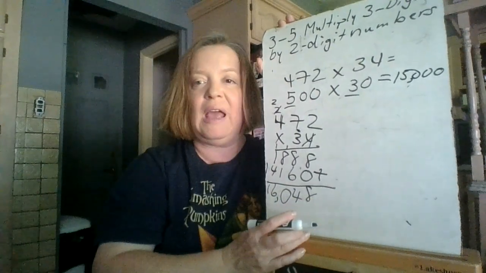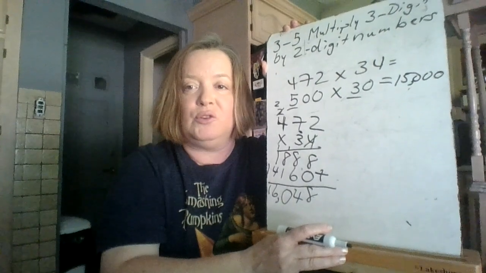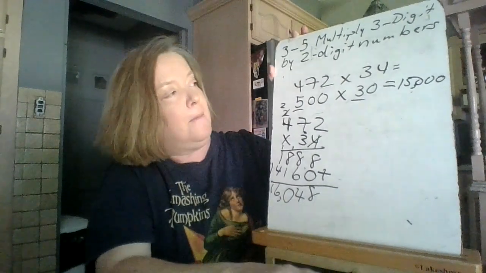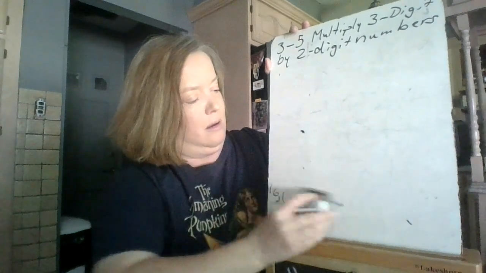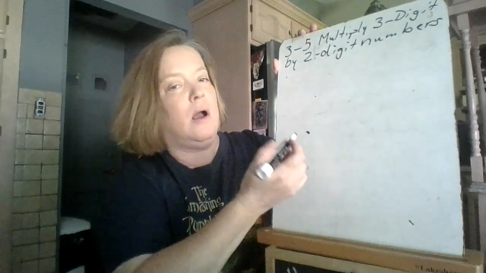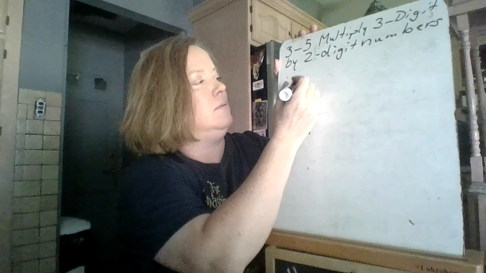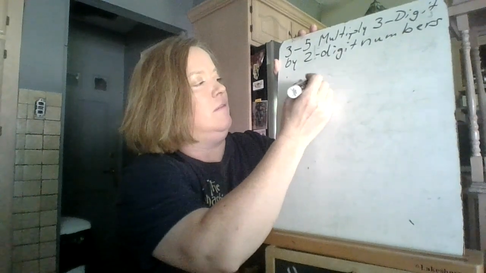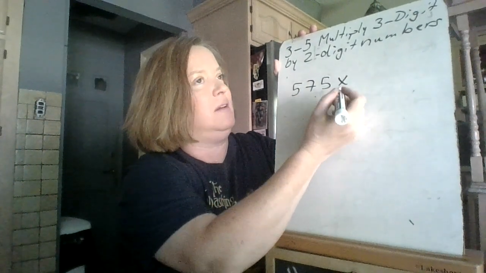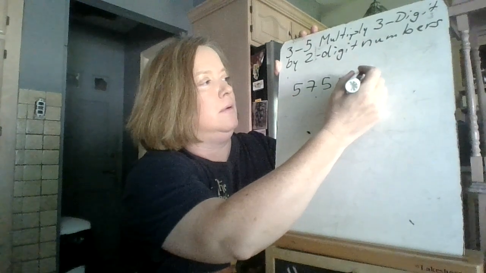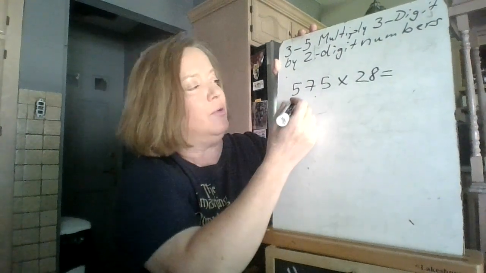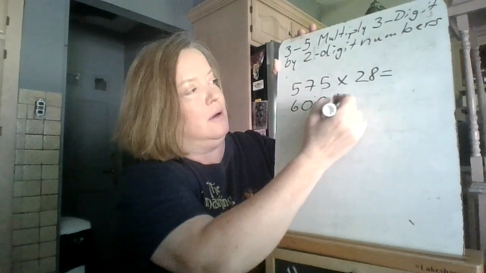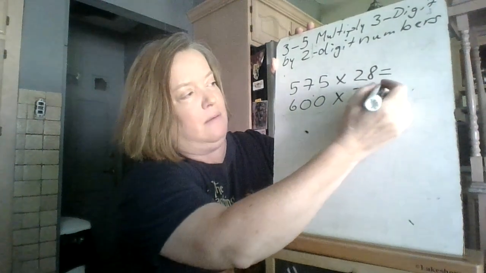16,048. Okay, it's somewhat close to 15,000. Okay, and let's try another. How about 575 times 28? Again, 575 would round up to 600. 28 would round to 30.